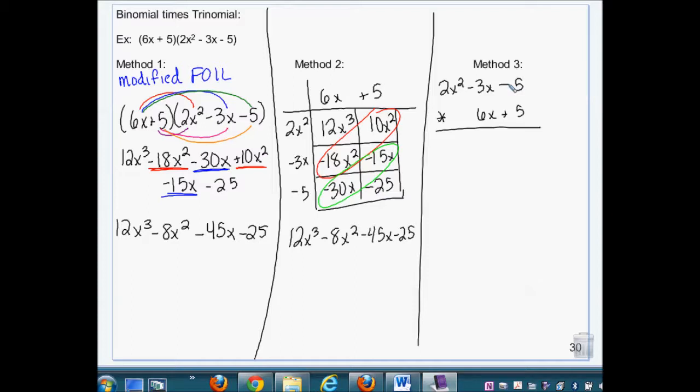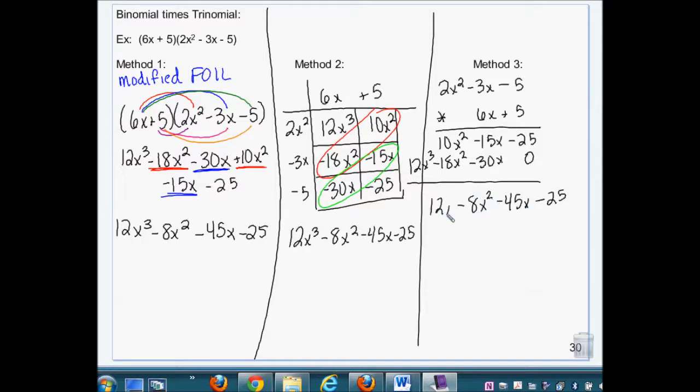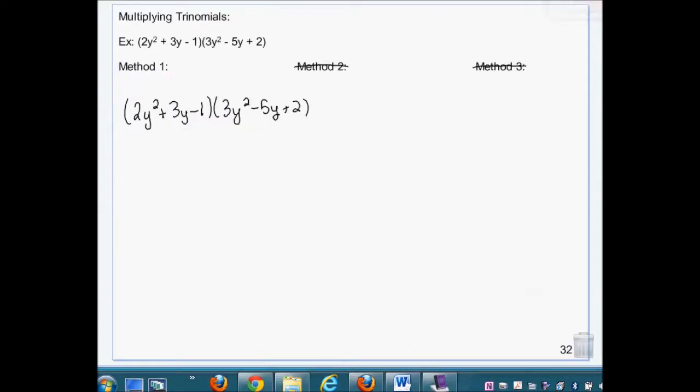Negative 5 times 5, negative 3 times 5, 2 times 5, placeholder, negative 5 times 6, negative 3 times 6, 2 times 6, I kind of ran out of space there, sorry, and add everything together. And you get the same answer. So, modified FOIL. Ready?